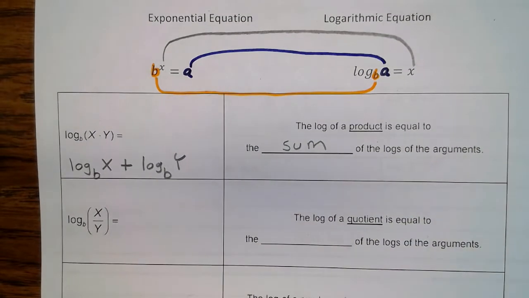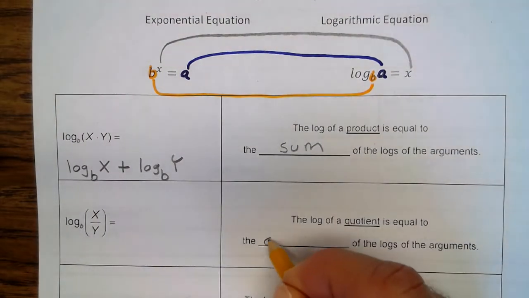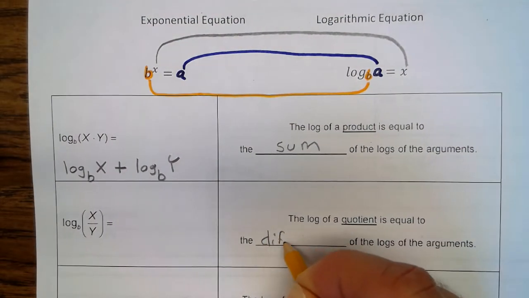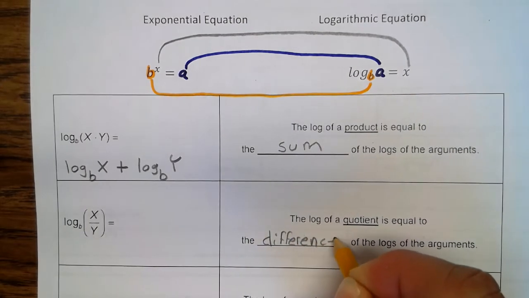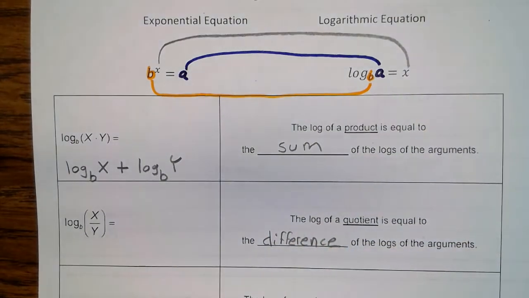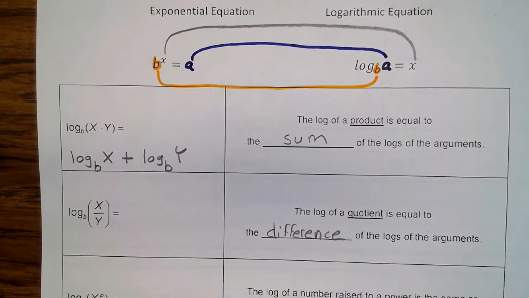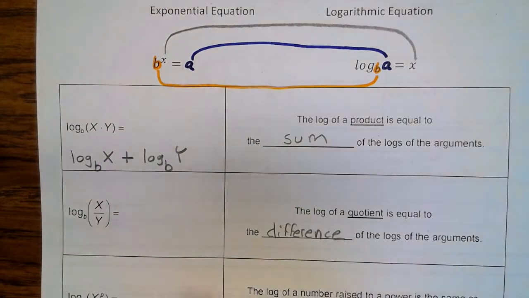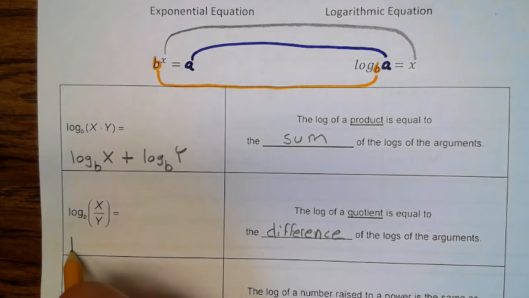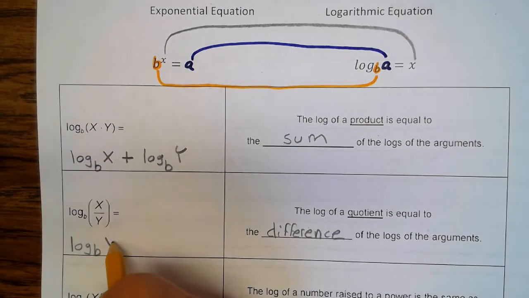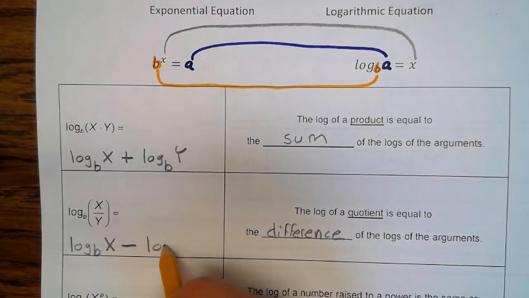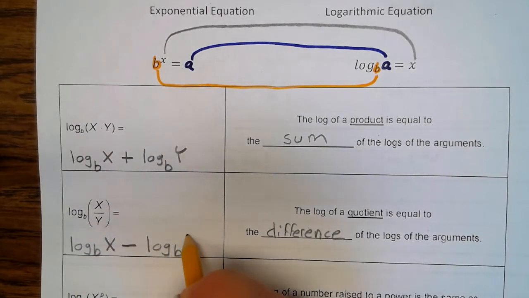Here we have the log of a quotient is equal to the difference of the logs of the arguments. So if we have log base b of x divided by y, that's written as log base b of x minus log base b of y.